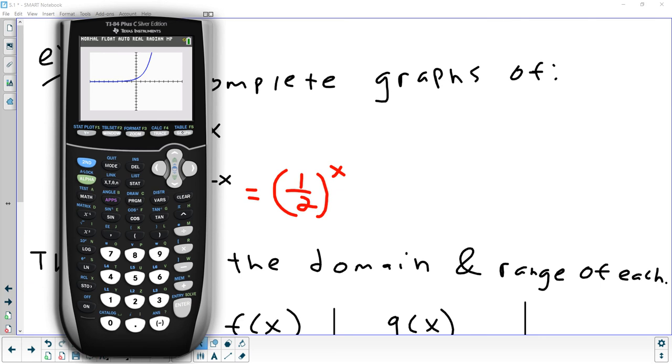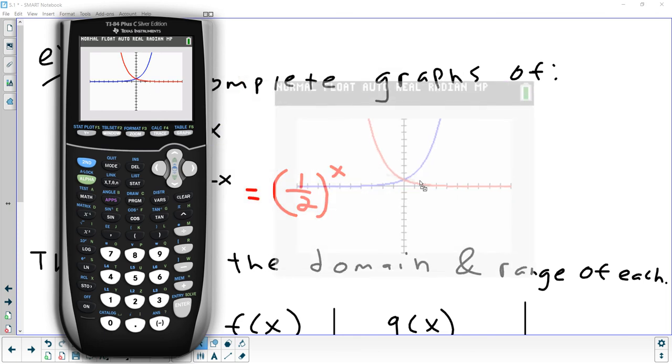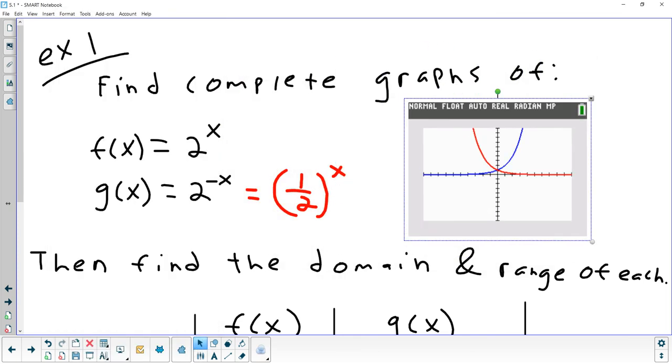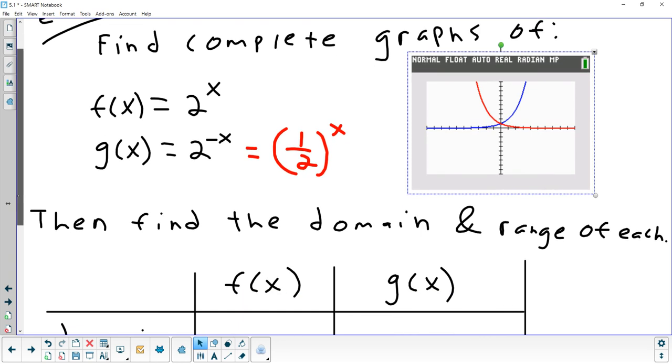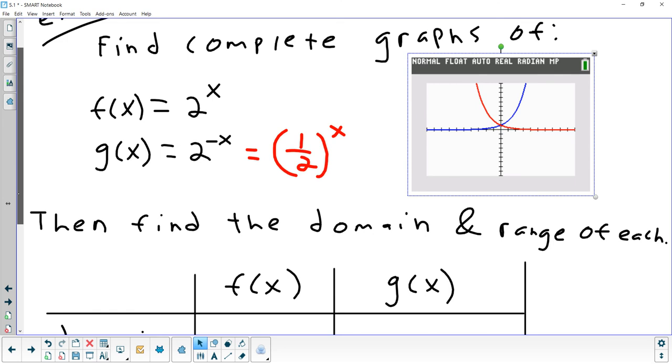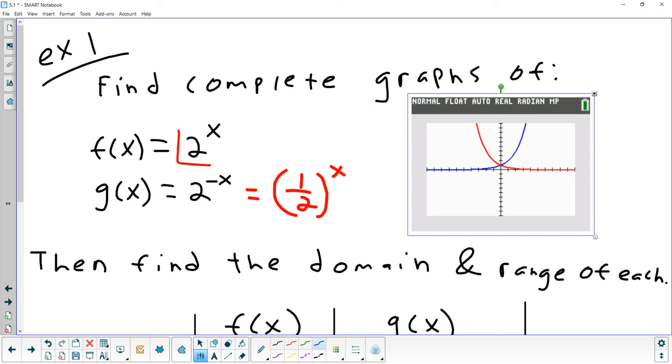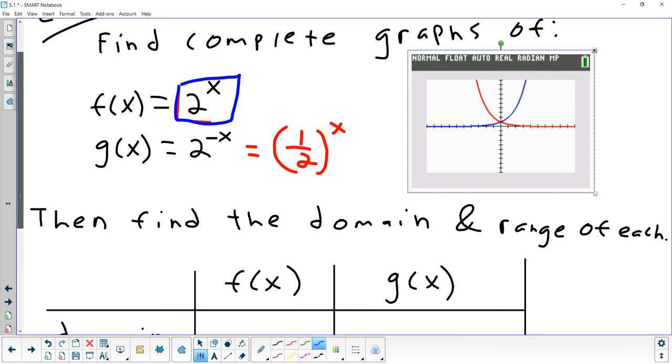Okay, there's 2 to the x. There's 1/2 to the x. One of those is what we call exponential growth. The other one is exponential decay. So let's see if we can analyze domain and range here. Let's start with 2 to the x. That one was in blue. And 1/2 to the x, that one's in red.